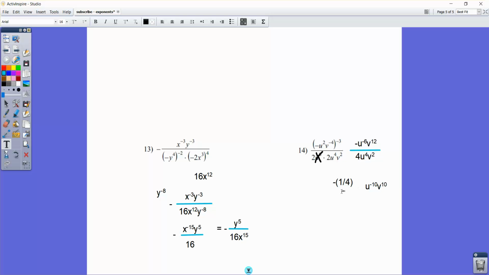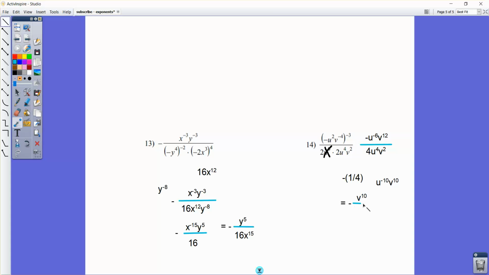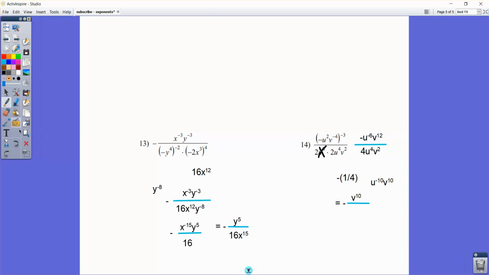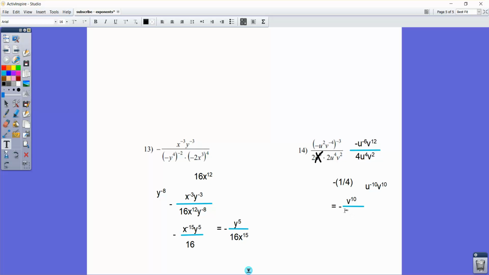Negative 1/4, so we're going to have negative on the outside. The easiest way to write that is to put the negative on the outside. And then here's our first part. On the top, we have just v to the 10th. We don't need to write 1. We can if we want to, but we don't need to. And that will be over. Now that 4 is on the bottom, we still need to write that. So that's going to be 4 on the bottom. And then that u to the 10th is going to go on the bottom and join it as positive u to the 10th. So our final answer is negative v to the 10th over 4 u to the 10th.